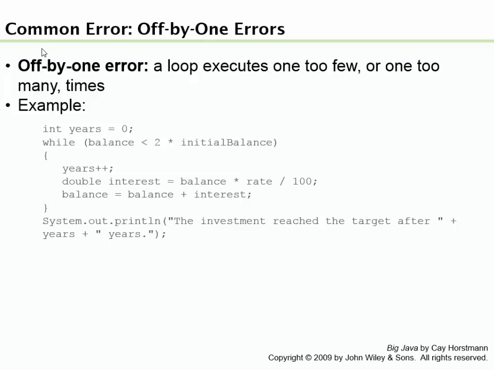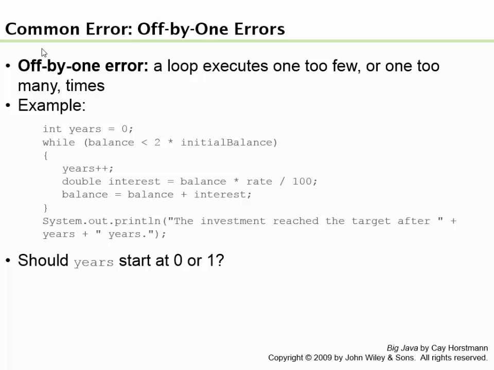And then it says this: the investment reaches target after so many years. What could be wrong with this? Let's see what they say. I'm not seeing the problem. Okay, should years start at 0 or 1? Well, that's a tough one, right?